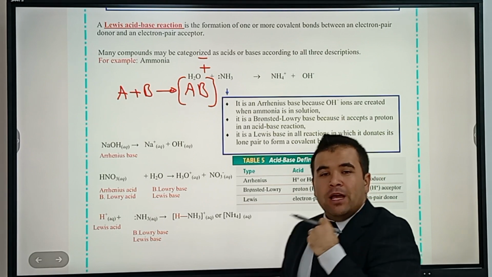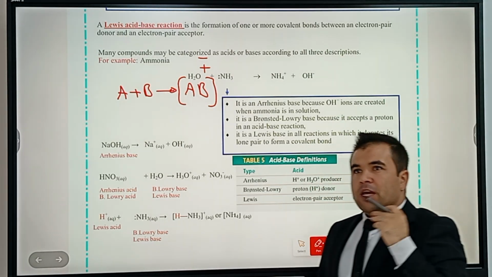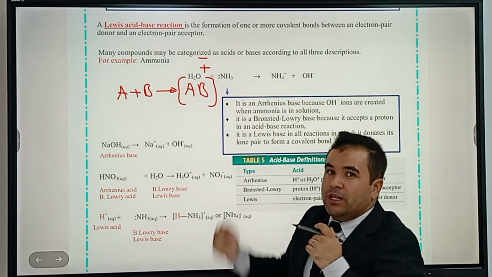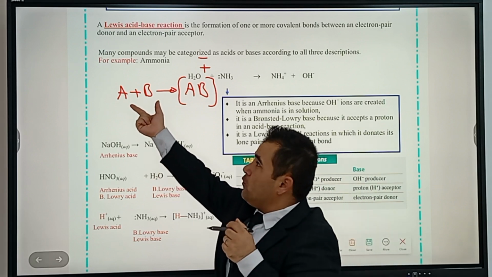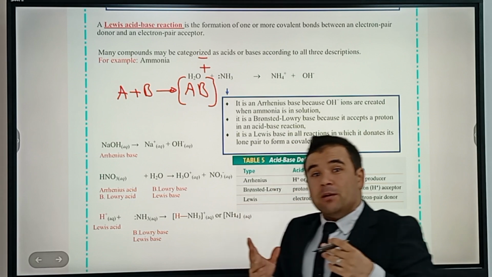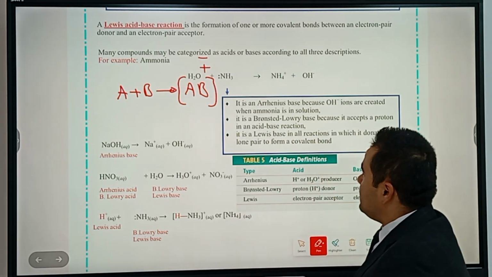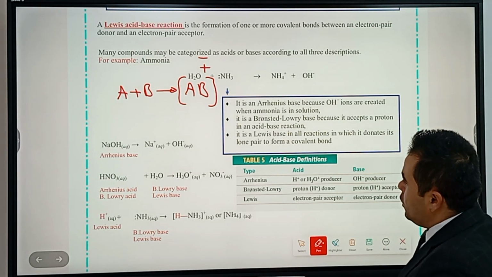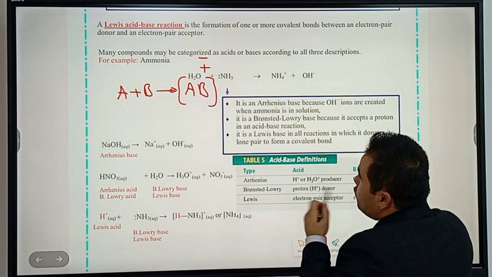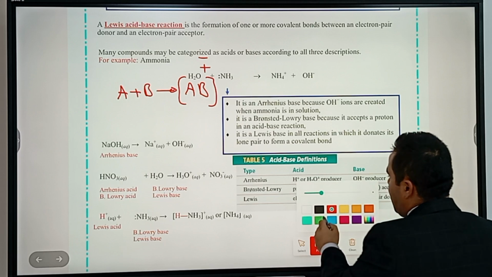So the structure of the Lewis reaction is different from the Bronsted-Lowry. In Bronsted-Lowry there should be two reactants and two products. But Lewis always follows the structure of two reactants and one product, and that product is a complex compound which has a charge, can be positive or negative, but usually it's negative. Guys, that was about the structure of the Lewis acid-base reactions.